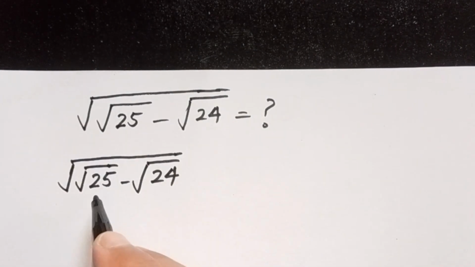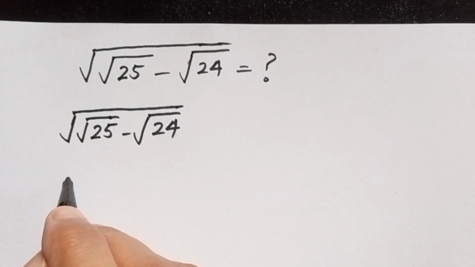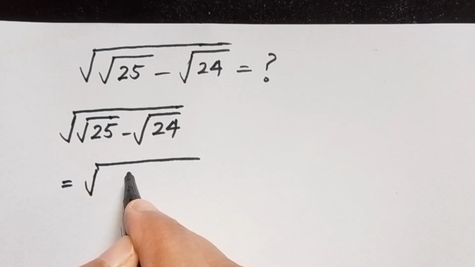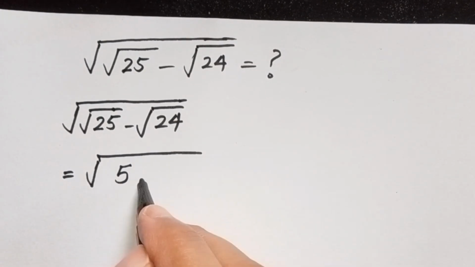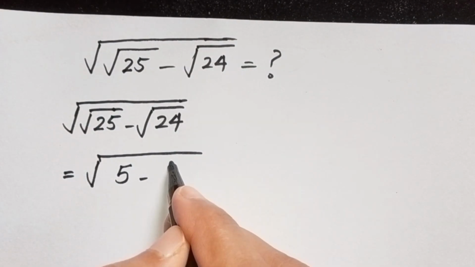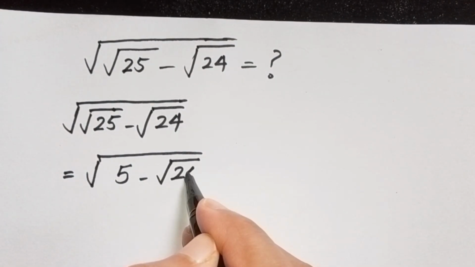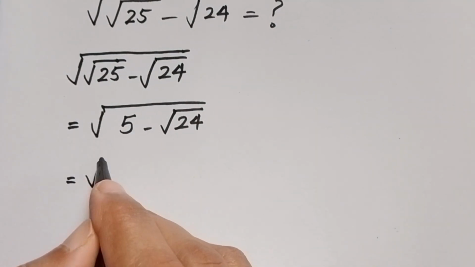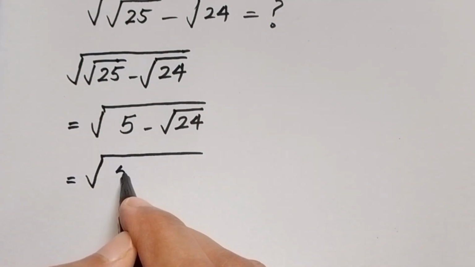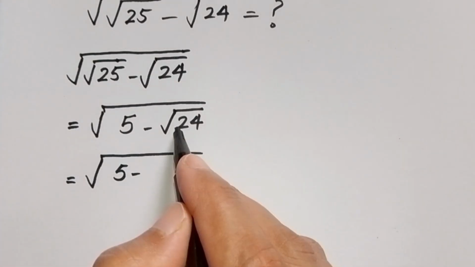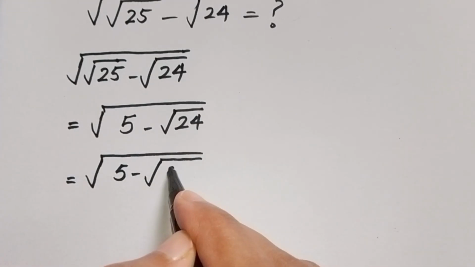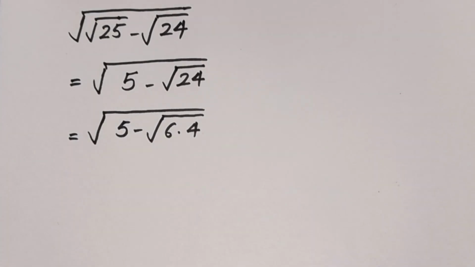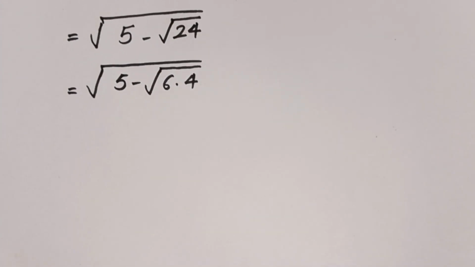So in the first step of this question, we can write the square root of 25 as 5, because we know that the square root of 25 is 5, minus the square root of 24. In the next step, the 24 can be written as 6 times 4. 6 times 4 gives us 24, so we can write it in this form.